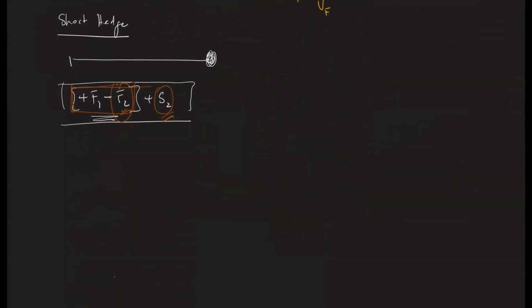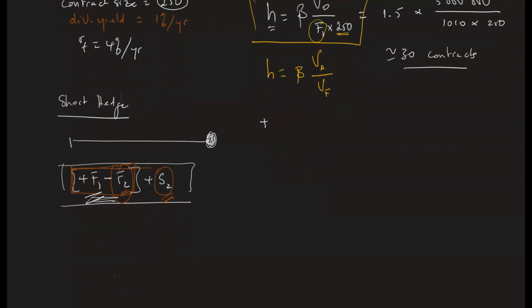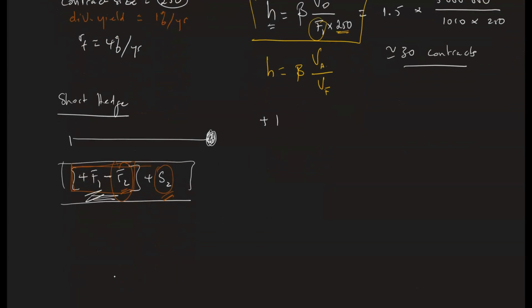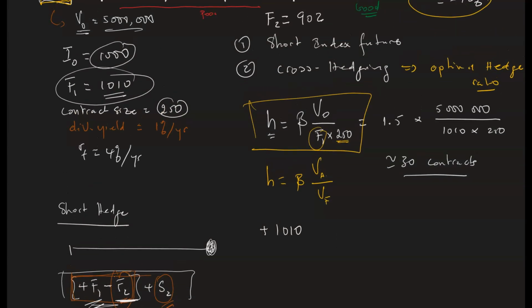You remember that we wanted to do F1. So our position is going to be plus F1, which is going to be plus, what's F1? The futures price today. That futures price today was 1,010. So that's going to be plus 1,010. And then we're going to subtract the futures price at that point in time in the future. That's in 3 months from now. And we're told that futures price is going to be 902. So we're going to do minus 902.